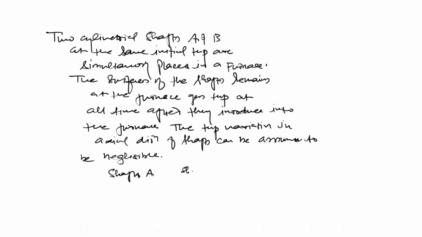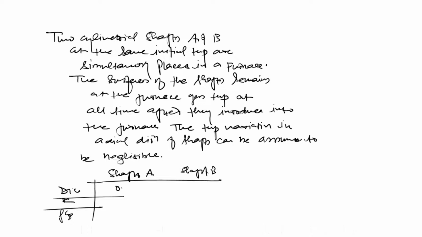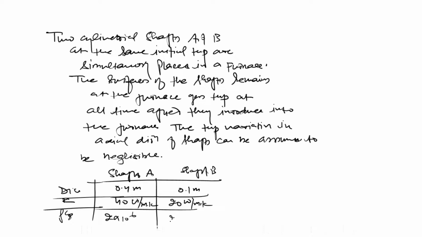The data here: shaft A, shaft B. Diameter, thermal conductivity K, and volumetric heat capacity rho Cp. Rho Cp is called volumetric heat capacity. Diameter of shaft A is 0.4 meter, here it's 0.1 meter. Thermal conductivity of shaft A in MKS system is 40 watt per meter per Kelvin, and here it's 20 watt per meter per Kelvin. Volumetric heat capacity rho Cp is 2 times 10 to the power 6, and here it's 2 times 10 to the power 7.